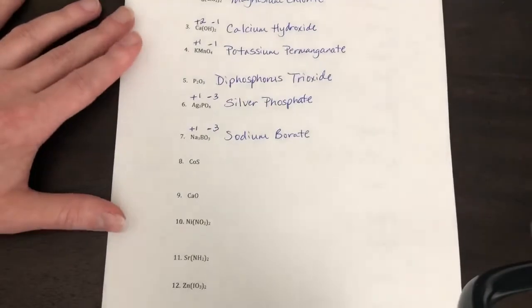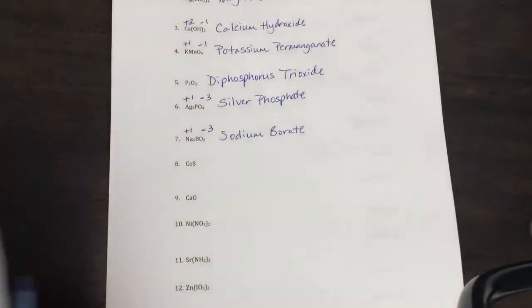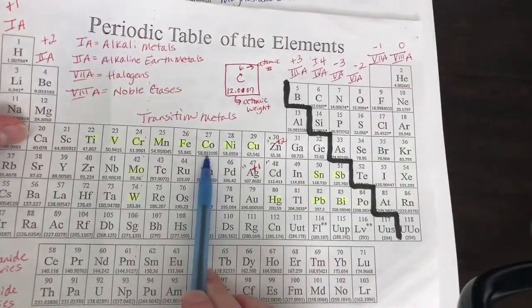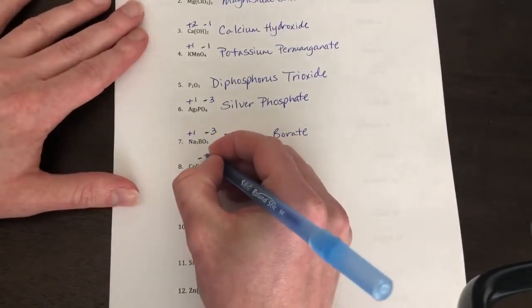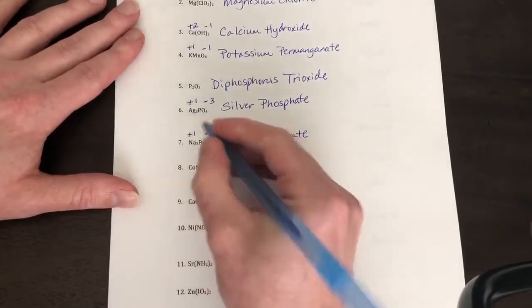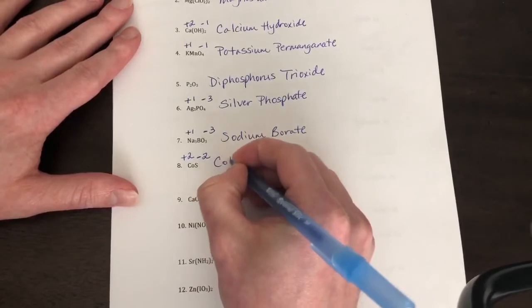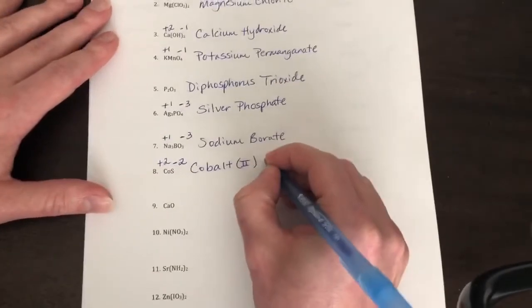Okay, Co is cobalt. Okay, so cobalt is one of those ones that we highlighted in our transition metals right here. Okay, so we're gonna have to determine what the charge is gonna be. Sulfide always has a -2 charge. So there's no crisscross going on right here, so this has to be +2. So this is gonna be cobalt, Roman numeral 2, sulfide.